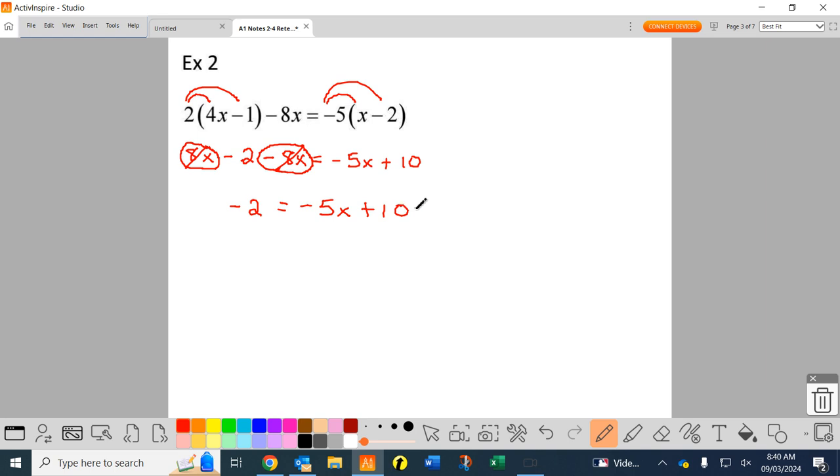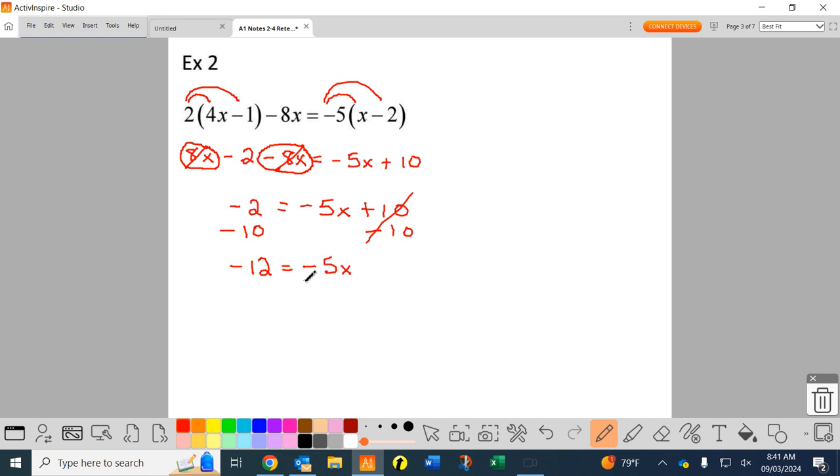Since the variable's on the right, which number am I going to move next? 10. I've got to get that 10 to go away by subtracting 10 or negative 10, however you want to say it. Negative 2 minus 10 more is going to put you at negative 12 equals negative 5x. You're going to divide both sides by negative 5.